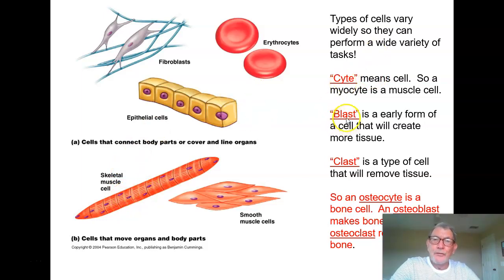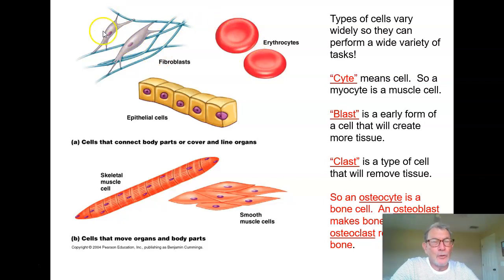A blast is an early form of a cell that creates things. You have something-blast. Osteoblasts create bone. An osteoclast removes tissue. So if you have a bump on your bone because it was broken and healed, the osteoclast will eat away the bump while the osteoblasts are healing the break, and the remodeling of that bone is possible. Here we have erythro, means red cells or red blood cells, erythrocytes.